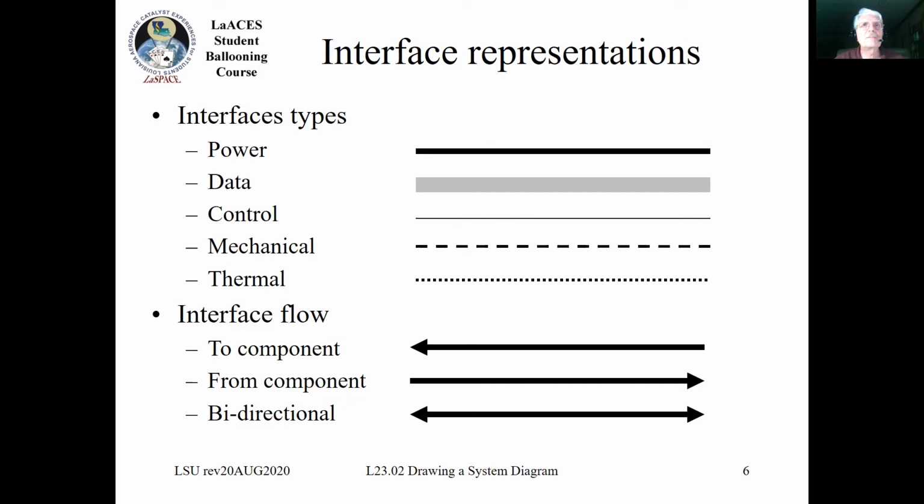So, for example, here's one way to do some of these things. Power is a solid black thin line. Data is a wide gray line. Control is a very thin solid line. Mechanical is a wide dashed line. Thermal is a dotted line. Okay. So that's one standard.